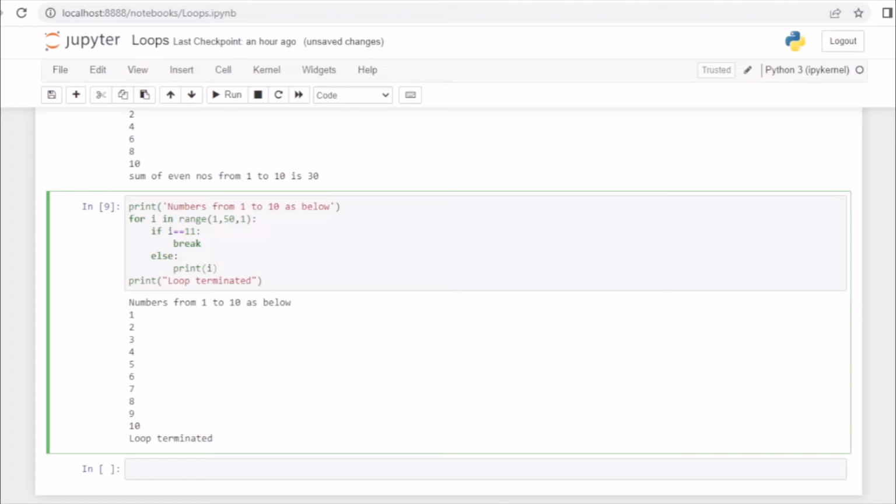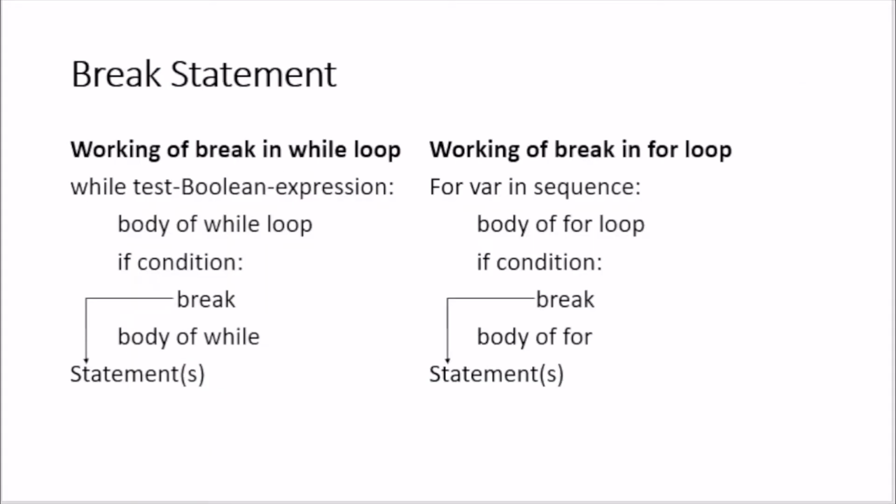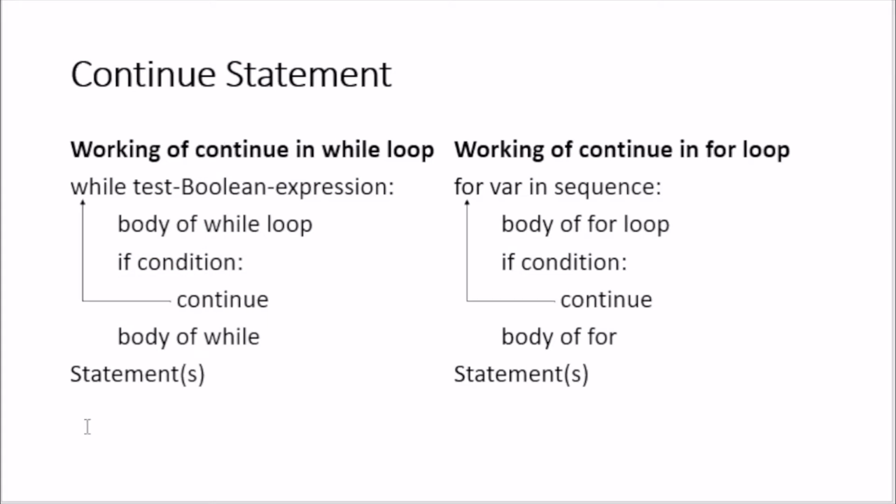In the same way, we have one more available, that is the continue statement. Sometimes we want to continue the execution of the while and the for loop. So in that case, we have the continue keyword available in Python. So this is the syntax shown: working of continue in while loop and working of continue in for loop.